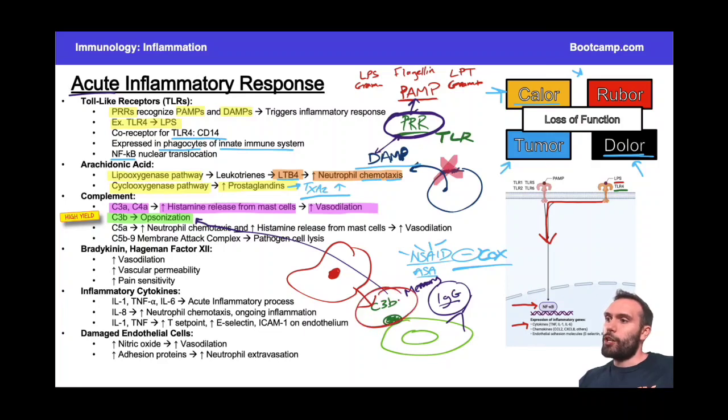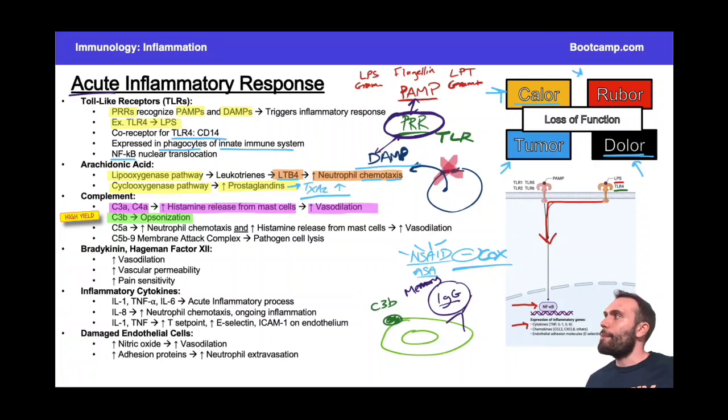And the other thing that can happen is your complement can eventually lead to the membrane attack complex forming on that bacteria. Remember, the membrane attack complex is the terminal part of complement. So it's C5b to C9. That's going to make the membrane attack complex, and that can basically punch holes into the cell wall of that pathogen.